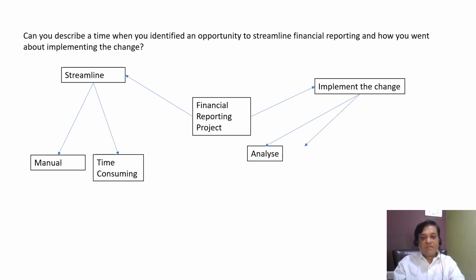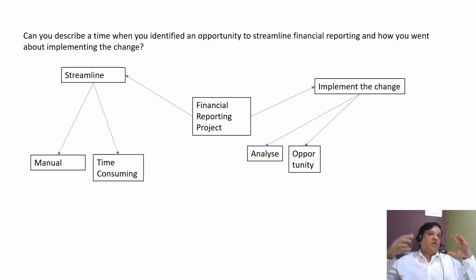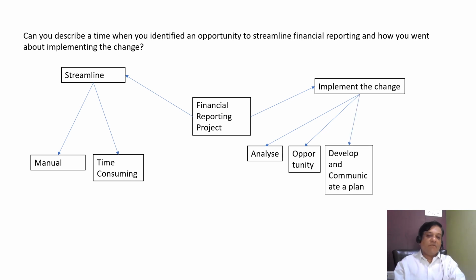Once you have analyzed it, you have got the opportunity to identify where exactly you want to implement the new changes, like automation and the technologies that are required based on your previous projects that you have worked on. Can you implement those technologies in this? So all that. So once you get that, then you develop a plan and you communicate a plan.